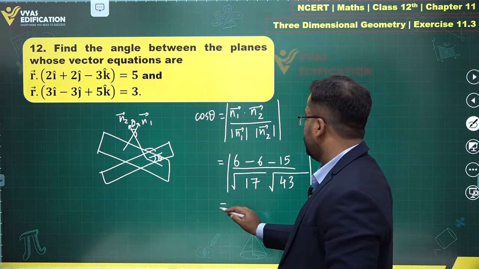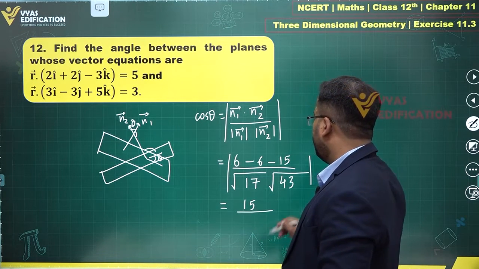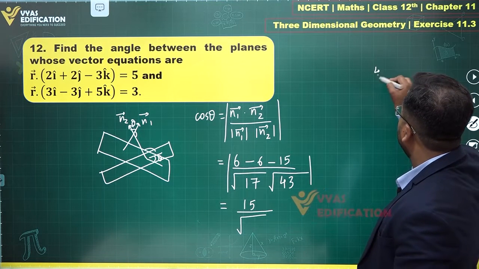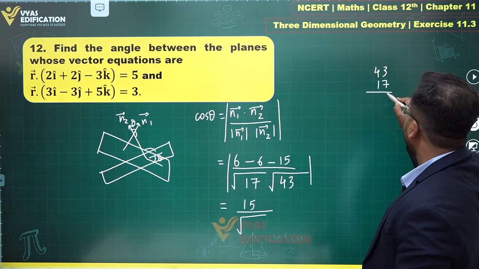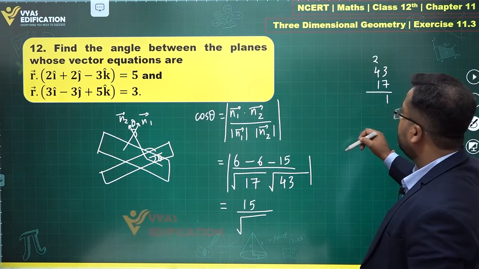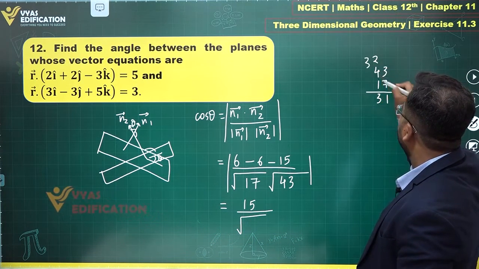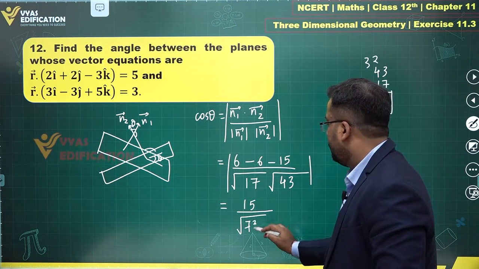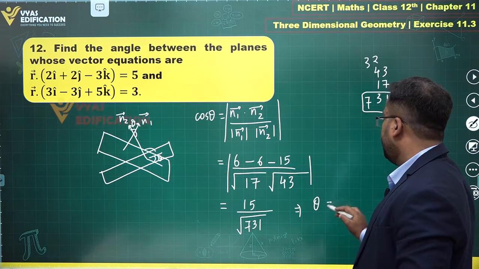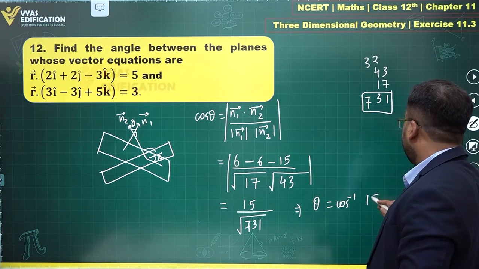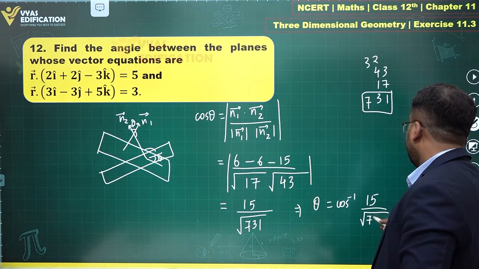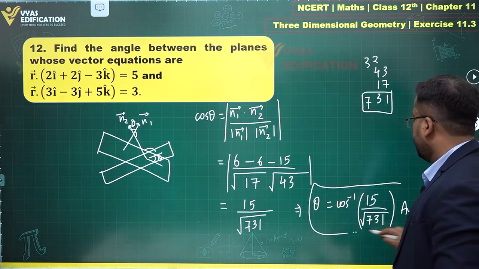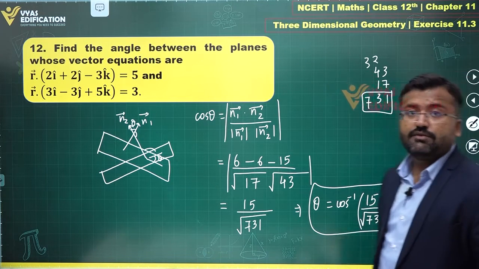Modulus. And what is this equal to? This is 15 upon under root of 17 into 43, which is what we are supposed to find. 43 times 17: 3 times 7 is 21, 1, 2 carry 7 for 28, 31, 32, 33, 4, 5, 6, 7. 731 is what I get. This tells me theta will be equal to cos inverse 15 upon under root of 731. That's my correct answer for this question, the correct answer for the 12th question.